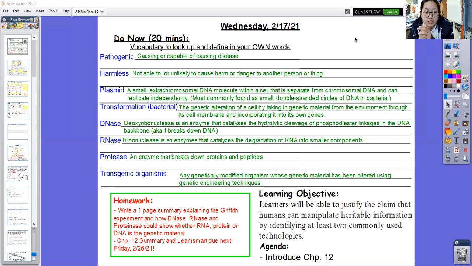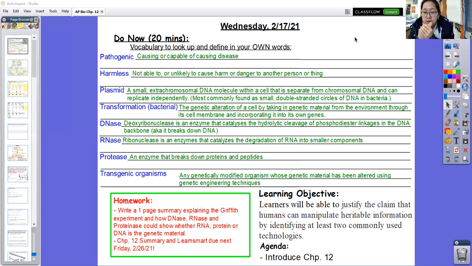Your homework, other than the chapter 12 summary and Learn Smart, which I highly suggest you do early rather than at the last minute, is writing a one-page summary explaining 2 main experiments that helped us discover that DNA was the genetic material of life, and how DNA is the transformation factor that bacteria will be taking in during their version of genetic recombination.